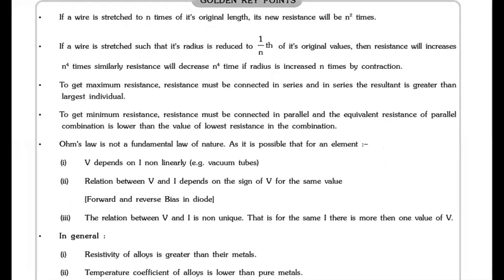So here we have some shortcut points, basically points that we already know, but written in point-wise form. The first point: if a wire is stretched to n times its original length, the new resistance will be n squared times. I hope all of you know this, because if it is a stretch, volume is not going to change. V1 will be equal to V2, so we will get the ratio L1 by L2 equal to A2 by A1. Hence, using this concept, R1 by R2 will become (L1 by L2) whole square or (A2 by A1) whole square.